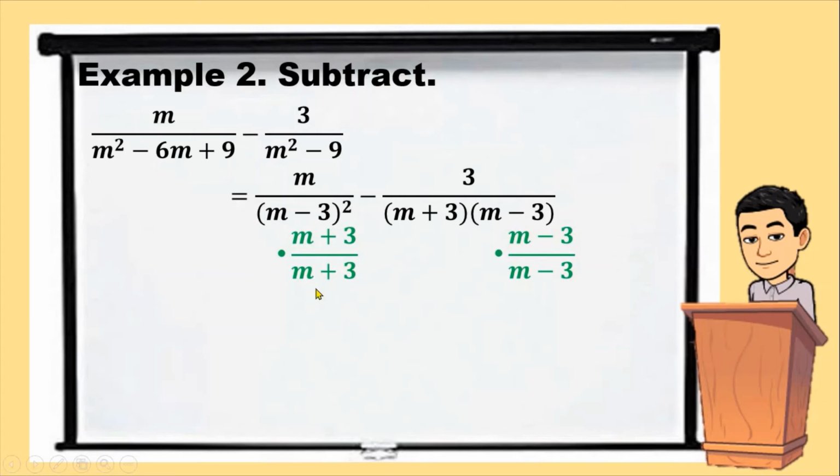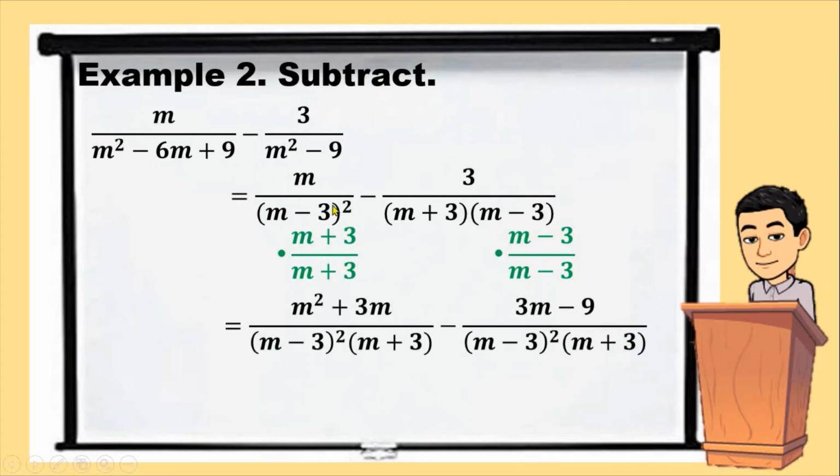The results are m squared plus 3m, applying distributive property, m times m we have m squared, m times 3 we have 3m, retaining the operation plus, all over our LCD, the square of m minus 3 multiplied by the quantity m plus 3, minus, applying again distributive property of multiplication, 3 times m we have 3m, copying minus, 3 times 3 we have 9, all over the same denominator, the square of m minus 3 times the quantity m plus 3.